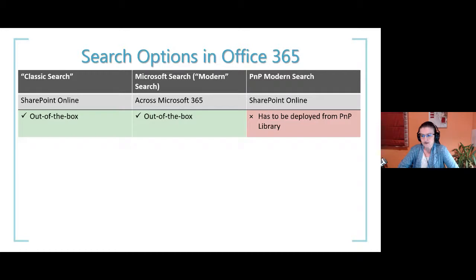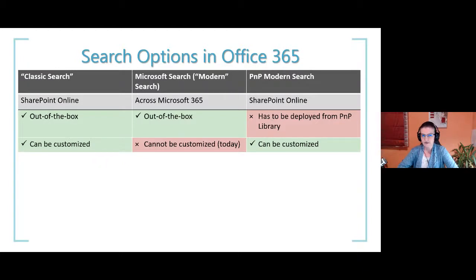So once again, the classic search and the Microsoft Search, the first two options, are out of the box. The third one, the PMP library, has to be deployed from the PMP library, and this has to be done manually.